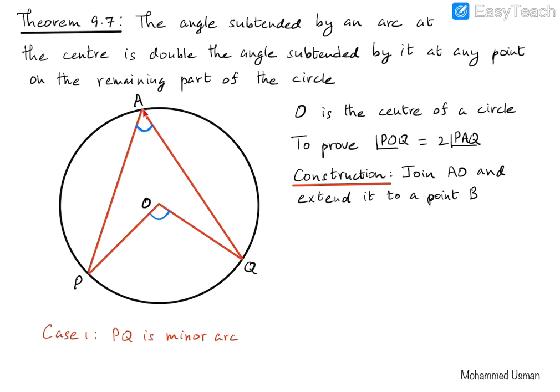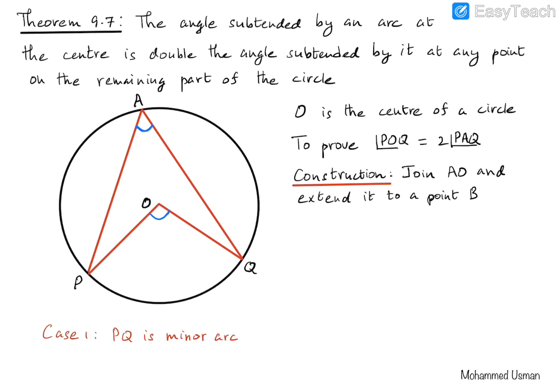So this point A could have been at any other place on the major arc. I marked it here. It could have been somewhere here or here or here. Wherever it is, the angle subtended at the center is going to be 2 times the angle subtended at any other point on the remaining part of the circle.